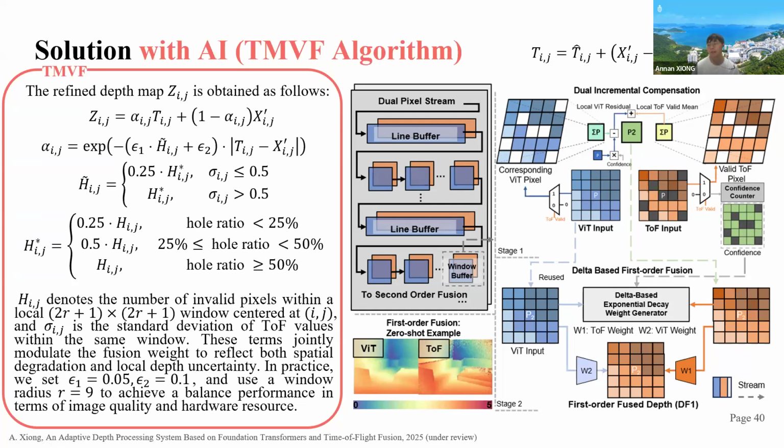The idea of this method is to correct our depth map with the local depth information from ToF and the local trend from the MDE. Therefore, we can take advantage of both sides. After that, we will try to fuse them together.